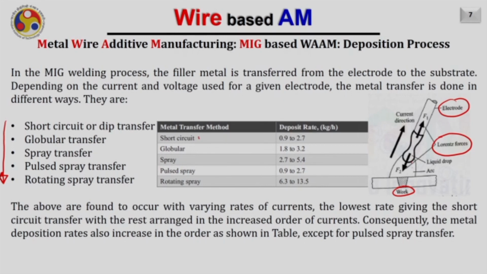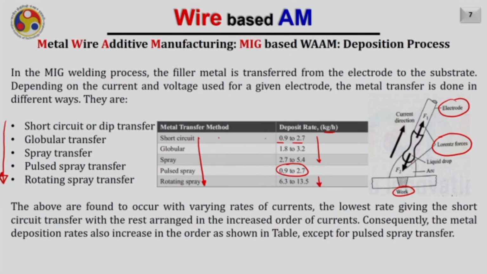As I have already mentioned, these are the 5 possibilities of metal transfer in the case of MIG welding. There could be a few more, but those are the most popular ones. When I talk about the short circuit, the deposition rate is approximately 0.9 to 2.7 kg per hour. If we go beyond, the deposition rate keeps increasing, except in the case of the pulse, because in the pulse something different happens that I'll explain. But as you can see, with the rotating spray, the deposition rate keeps on increasing.